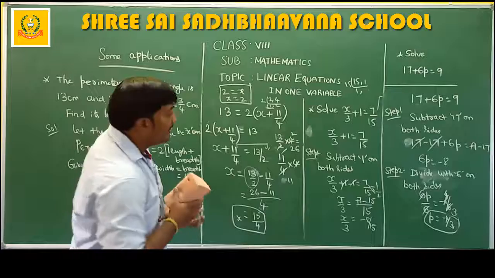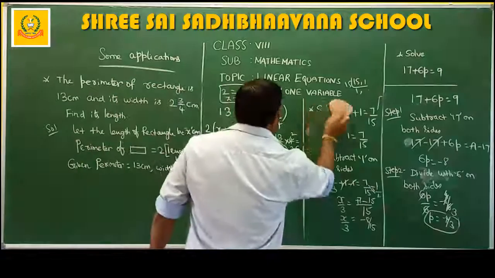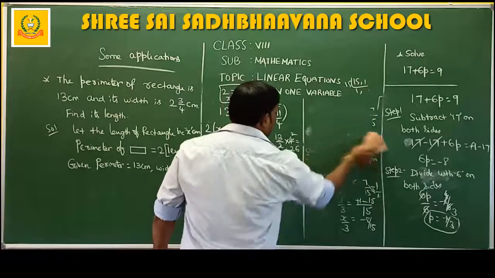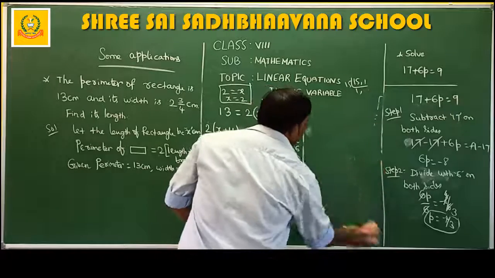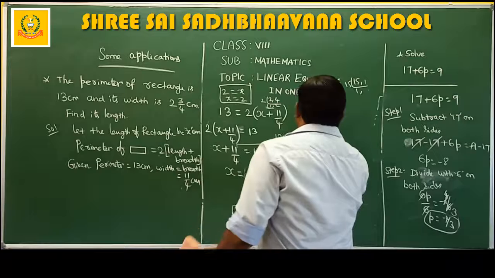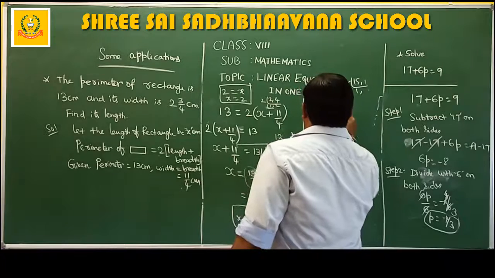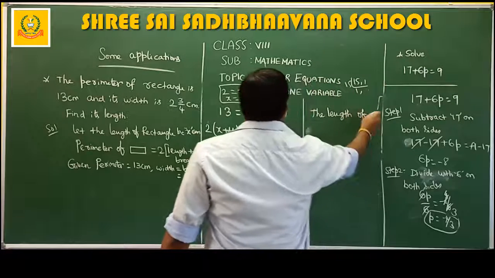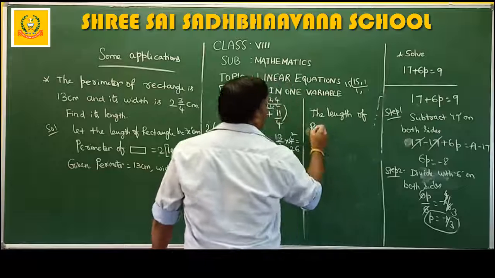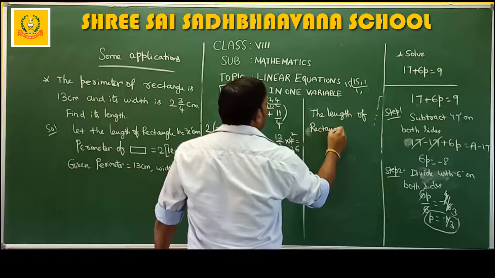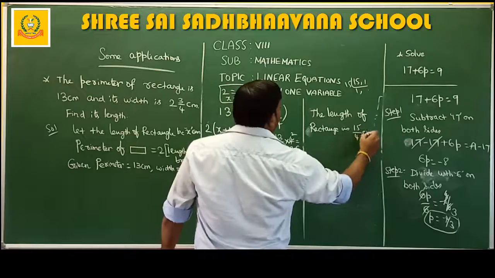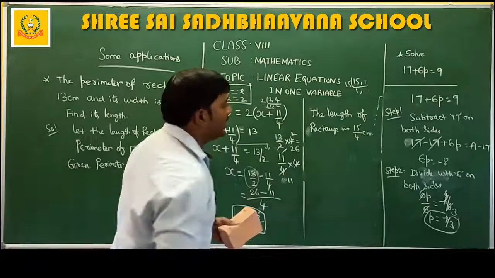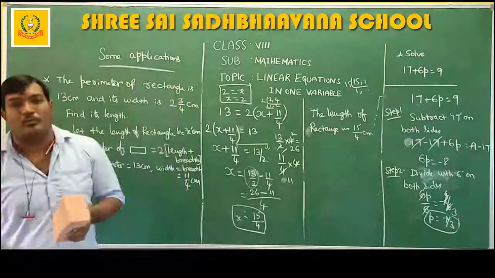So we can say that the unknown here is the length. They are asking you to find the length. So the length of the rectangle is 15 by 4 centimeters. Okay, so we found the unknown.